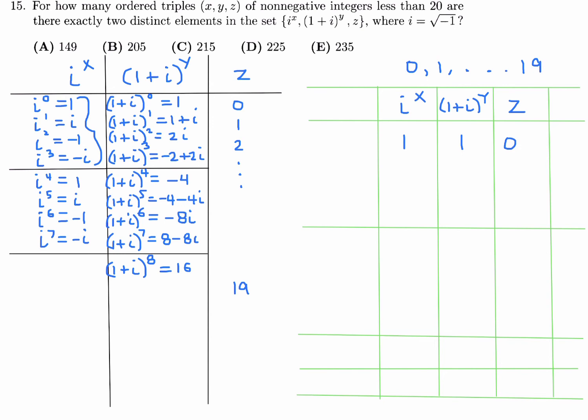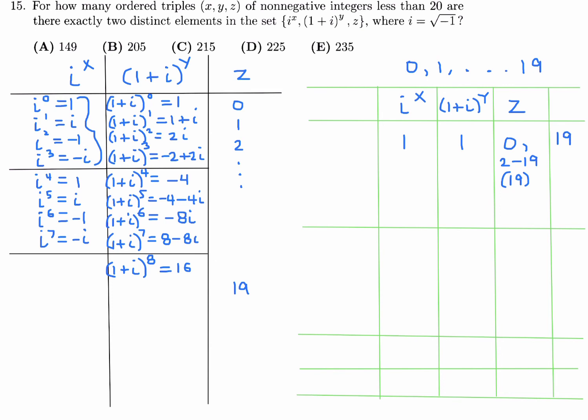Now z can be anything from 0 and then 2 to 19. It can't be 1, because if it's 1, then all 3 are the same. If z is anything like 0 or 2 to 19, we will have 2 distinct elements. So how many ways of doing this? Well, we have 19 possible choices for z. So there's 19.